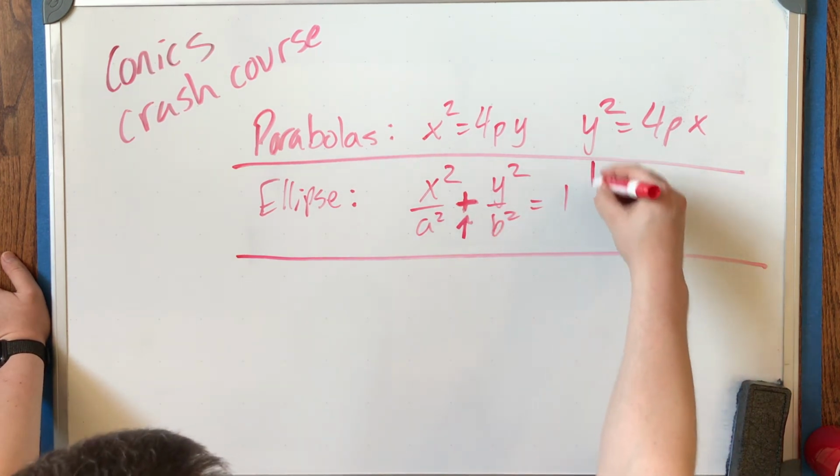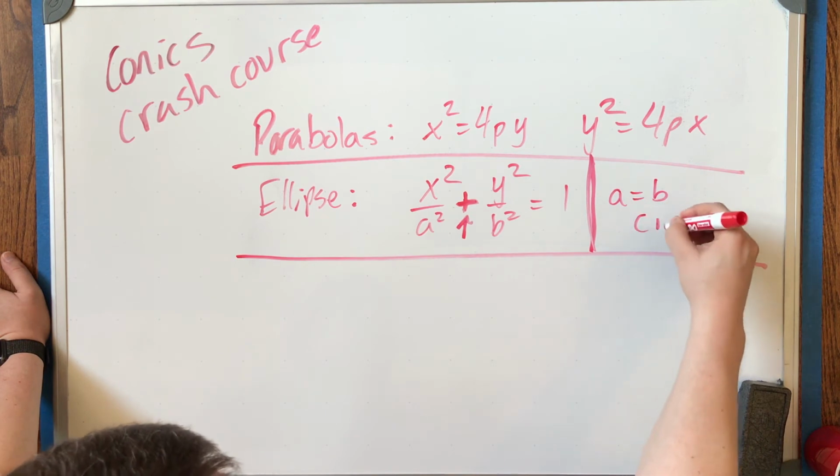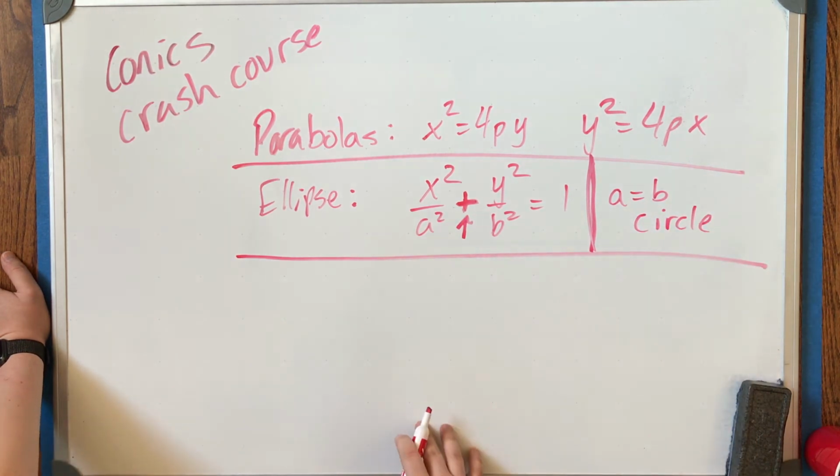Now, we do have a subset of this one, which is that if a and b are equal, then it is a circle.